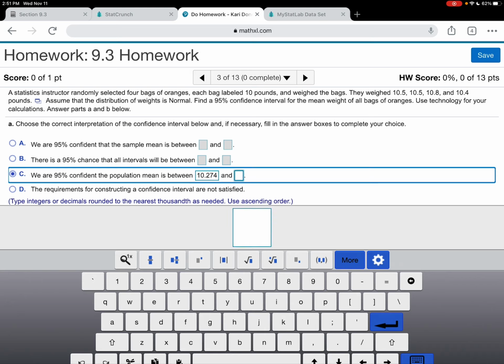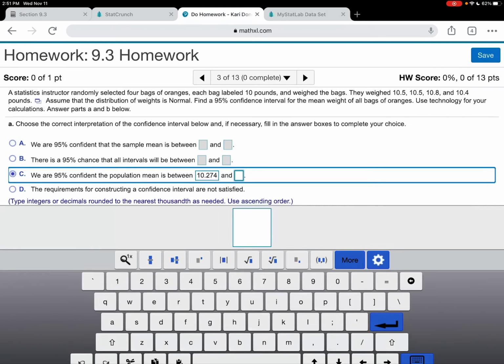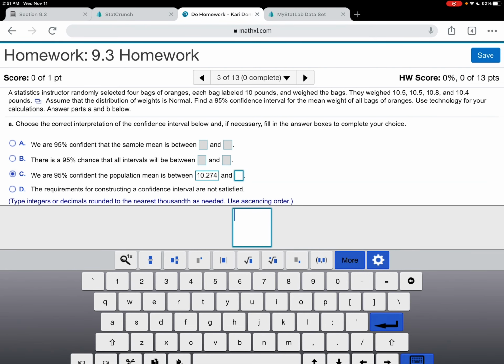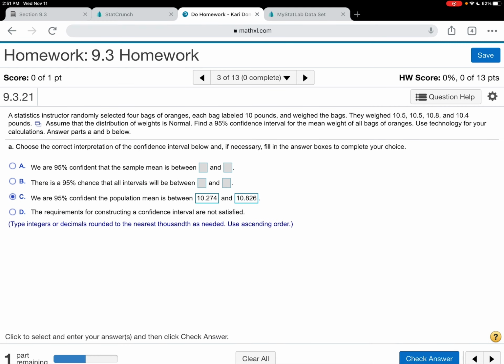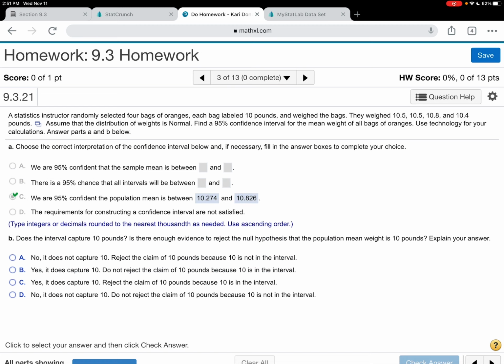For the lower limit, and for the upper limit, it was 10.826. And I should be able to finish that up.